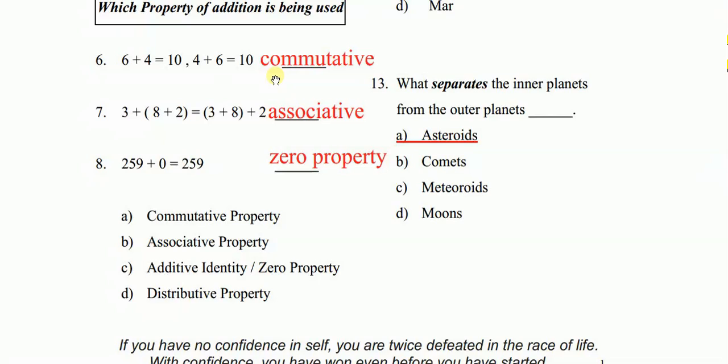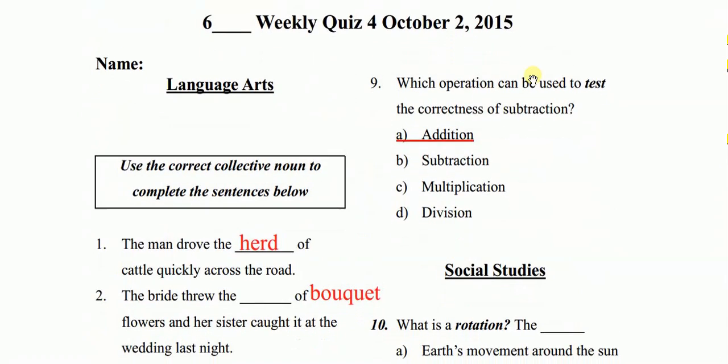Number 8, 259 plus 0 is equal to 259. And this is the 0 property or the additive identity, which states that when 0 is added to any number, the number remains the same. The identity of the number does not change. We continue. So we go to number 9. It says, which operation can be used to test the correctness of subtraction? And that would be addition. We do the opposite operation to test the correctness of an operation.